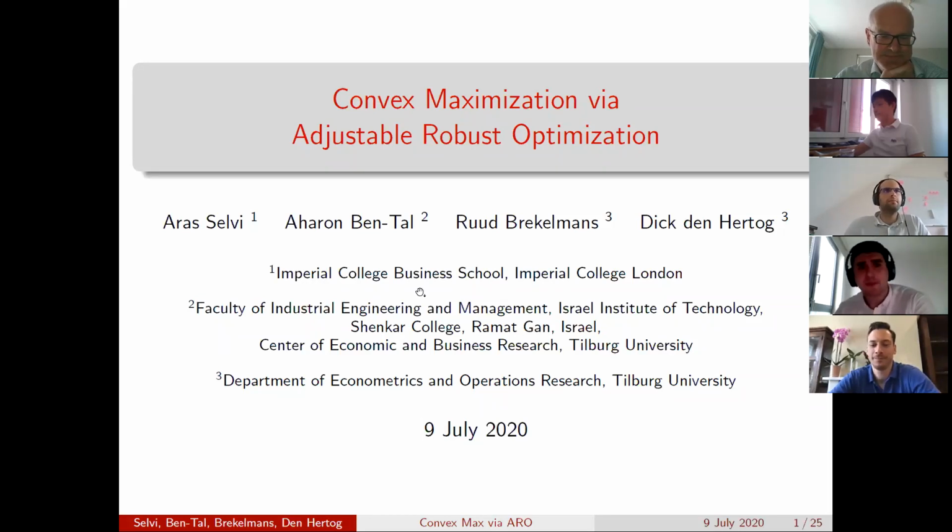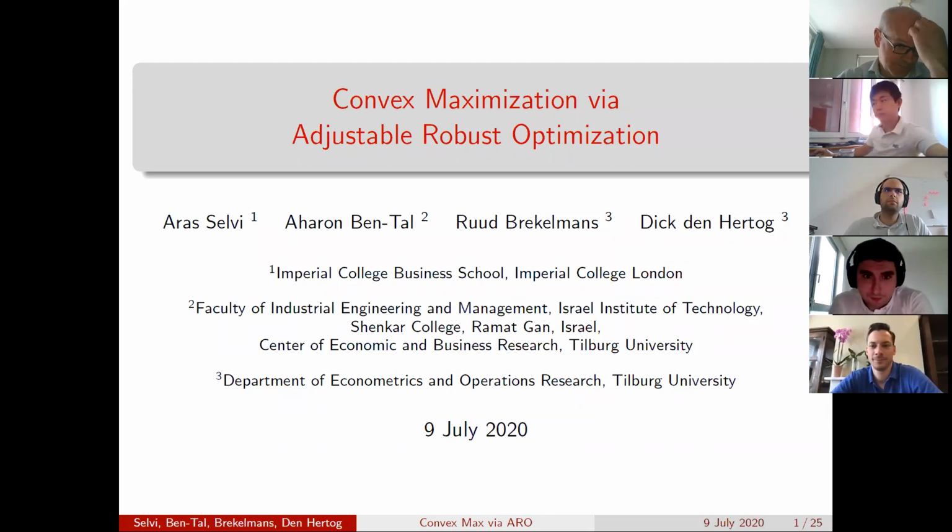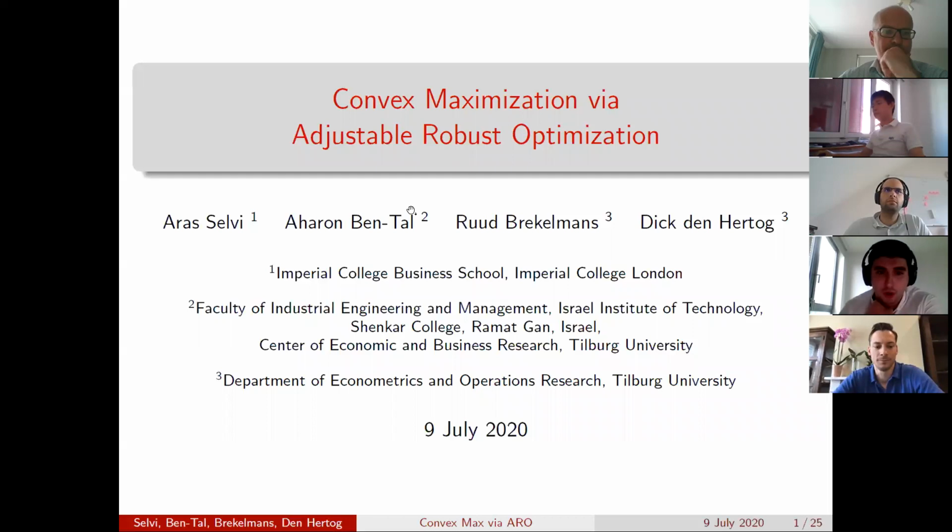So I'm going to speak about convex maximization. This is a problem where we maximize a convex function over some convex constraints. And this is a hard optimization problem, but not from the robust optimization field. However, I'm going to show you that we can very efficiently approximate this problem with the adjustable robust optimization techniques. And this is joint work with Ronnie Bental, Ruud Brekelmans, and Dick den Hertog. And I spent most of my time on this project when I was at Tilburg University.